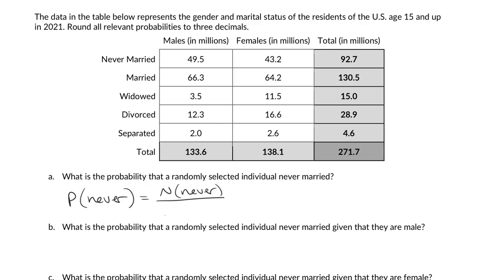So what was the number of people that never married based on this survey? 92.7 out of how many people totally surveyed? 271.7. This whole time we're going to be rounding these to 3 decimals. Go ahead and pop that into a calculator for me. We're going to round that to 3 decimals. We should get for this 0.341. Yes? Okay. That's the probability that a selected individual never married.